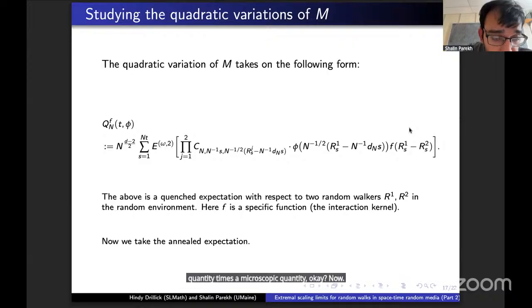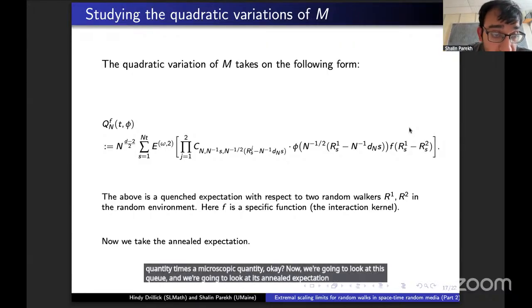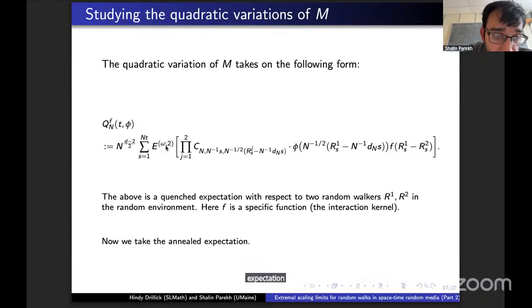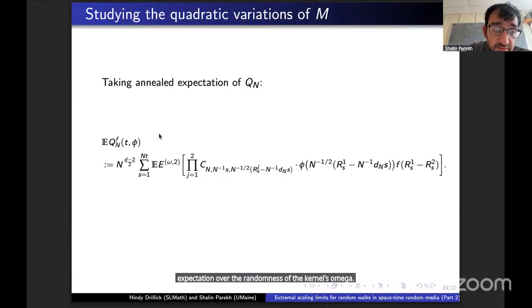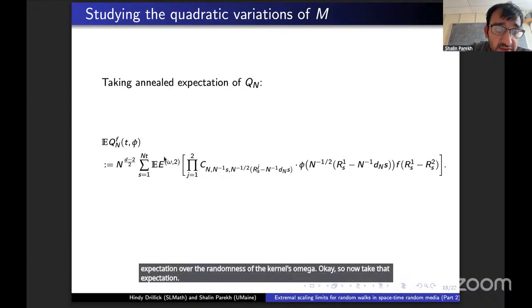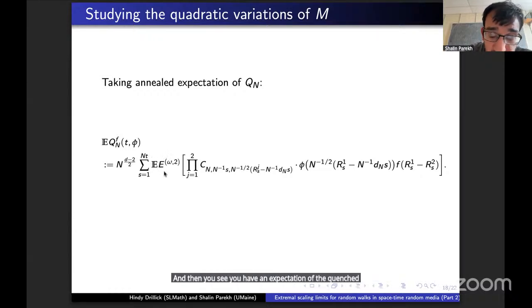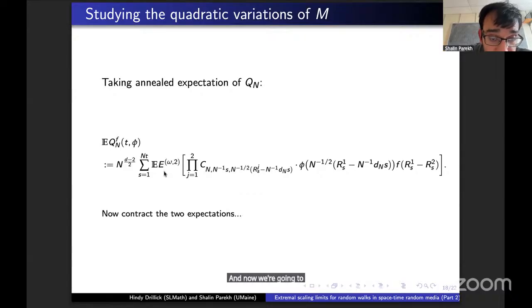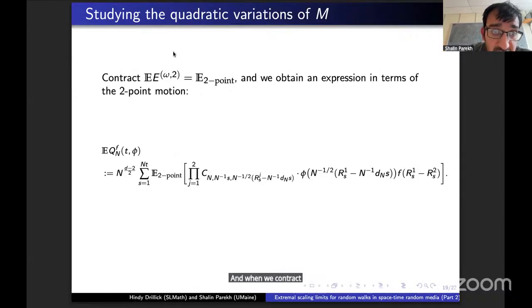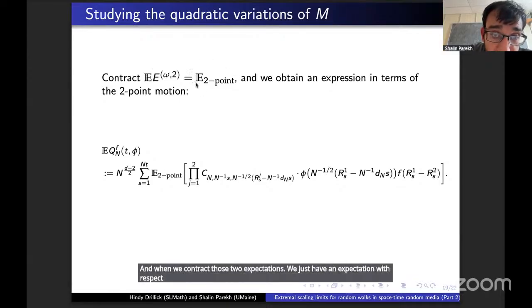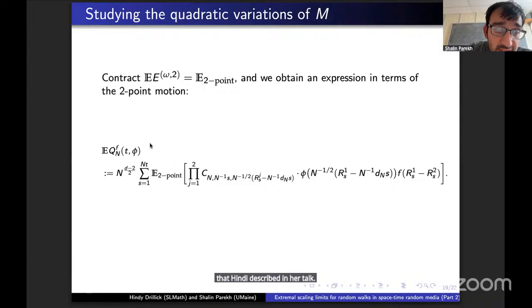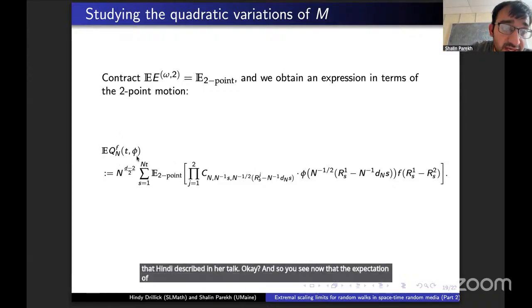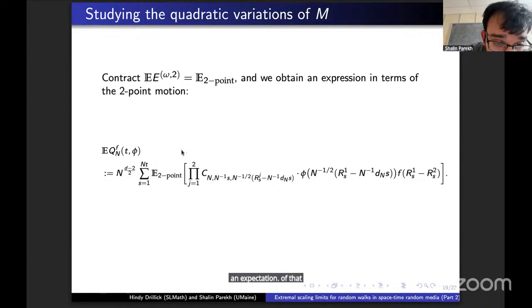Now we're going to look at this Q, and we're going to look at its annealed expectation, meaning we're just going to take the expectation over the randomness of the kernels omega. Okay, so now take that expectation, and then you see you have an expectation of the quenched expectation. And now we're going to contract those two expectations. And when we contract those two expectations, we just have an expectation with respect to a Markov chain. The Markov chain is just the two-point motion that Hindy described in her talk, okay? And so you see now that the expectation of the quadratic variation is given by an expectation of that three-term product with respect to the two-point motion, okay?